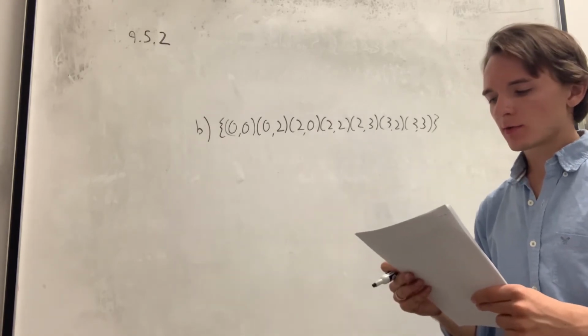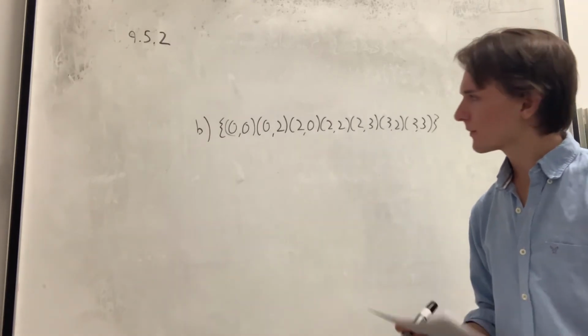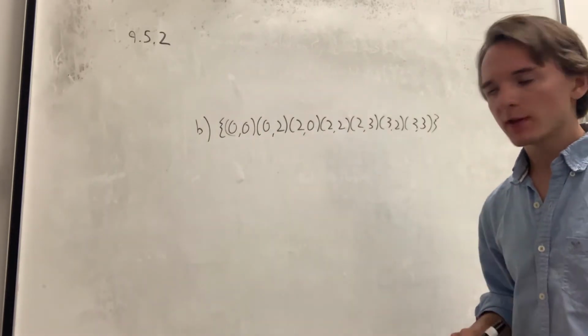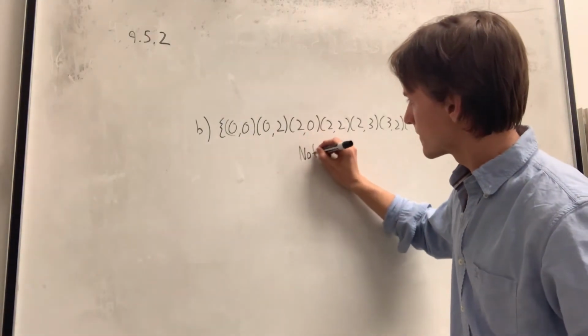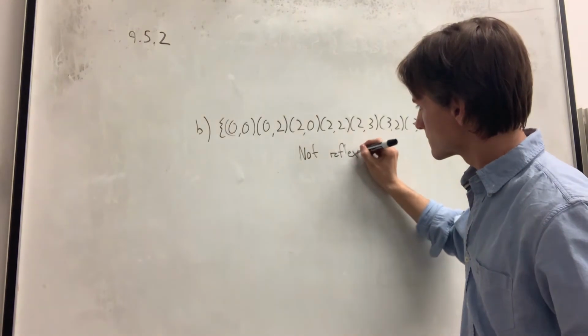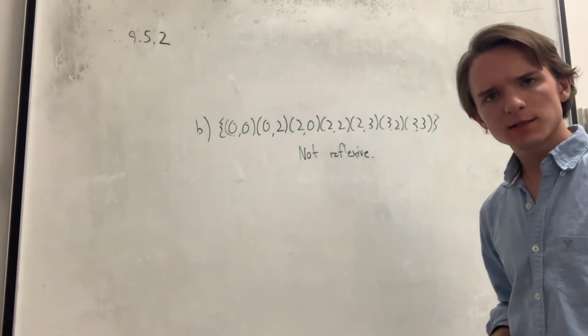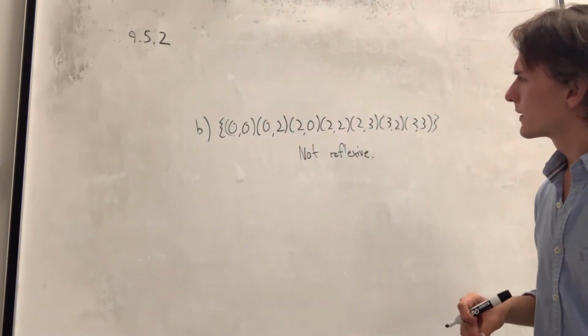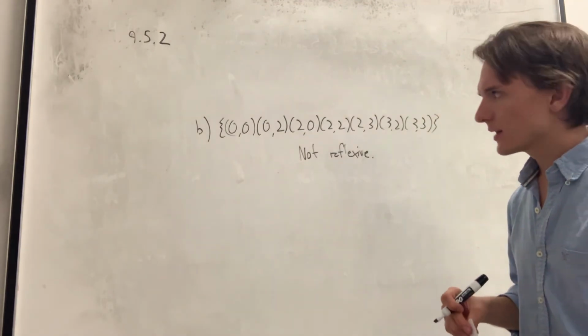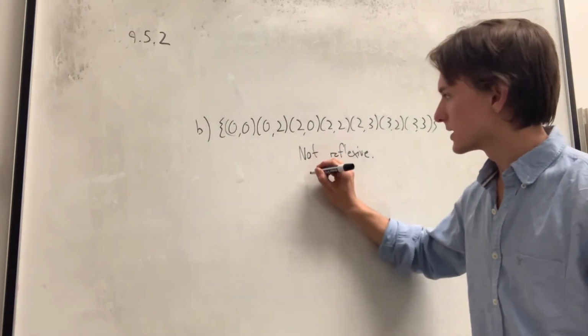So looking at part B here, let's answer the tail end of the question. Determine the properties of an equivalence relation that the others lack. So this one, we've already said it's not reflexive. Is it symmetric? Well, it looks to be, right? So it has symmetry in all possible cases.